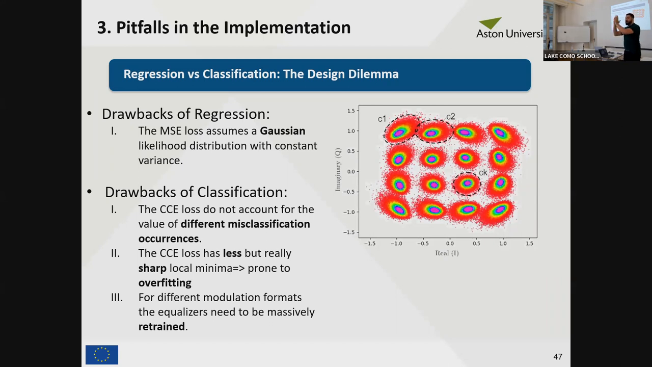The second one is a big error in machine learning as well, showing that the cross entropy loss has really sharp local minima. So mean square error has more local minima than cross entropy, but the local minima of the mean square error are much wider and simpler to avoid.